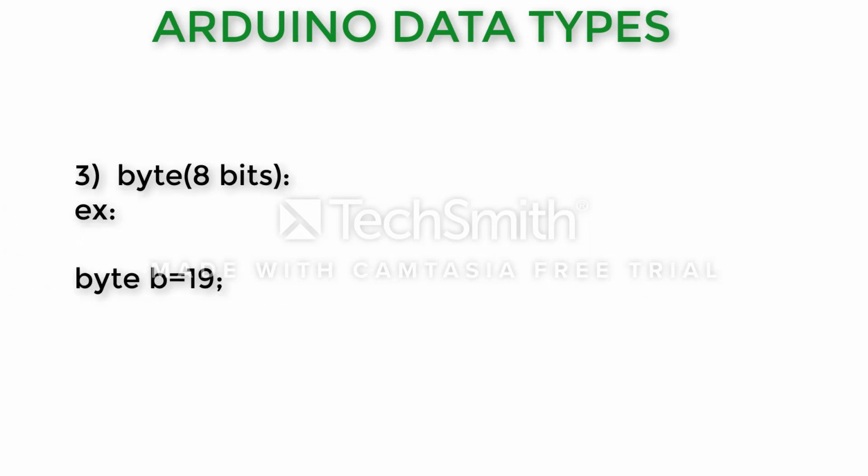Number 3. Byte. A variable declared as byte is an unsigned 8-bit number ranging from 0 to 255. For example, let us consider a variable b declared as byte initialized to a value 19. Hence, the compiler sets the variable's value to 19.